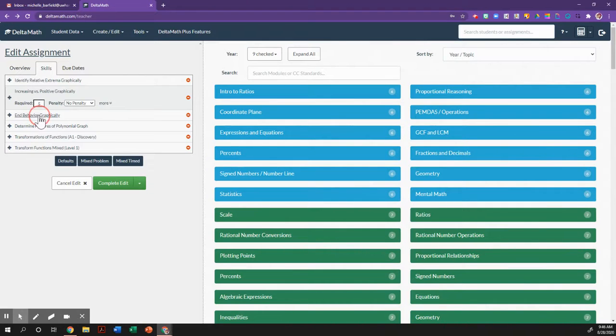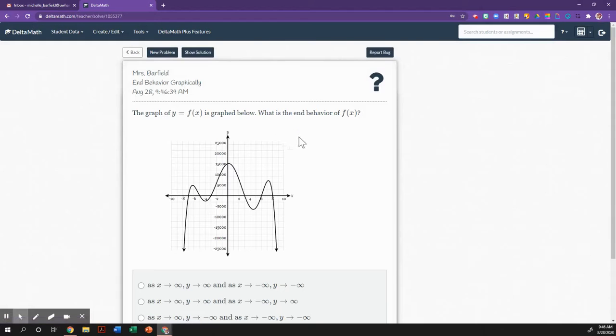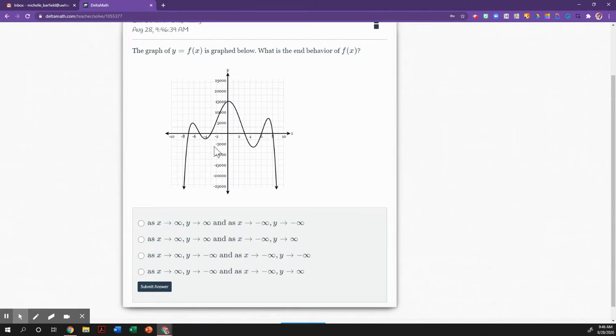All right, end behavior graphically. Okay, all right, so let's look here. It says the graph of y equals f of x is graphed below. What is the end behavior of f of x? Okay, all right, so now we're looking right here. We're going off towards negative infinity and we're going off towards negative infinity. Okay, all right, so that means our y values.